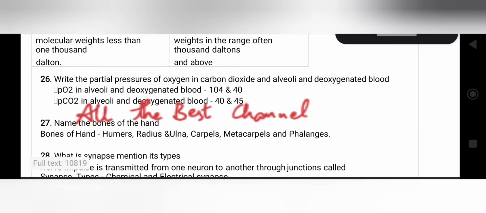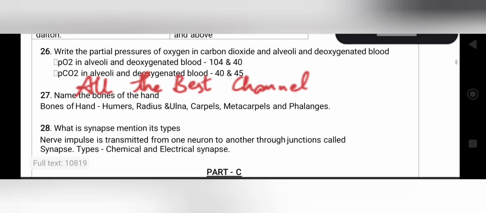26th question. Write the partial pressures of oxygen and carbon dioxide in alveoli and deoxygenated blood. The answer is: PO2 in alveoli and deoxygenated blood, 104 and 40. PCO2 in alveoli and deoxygenated blood, 40 and 45.